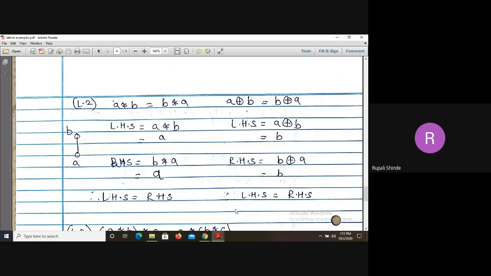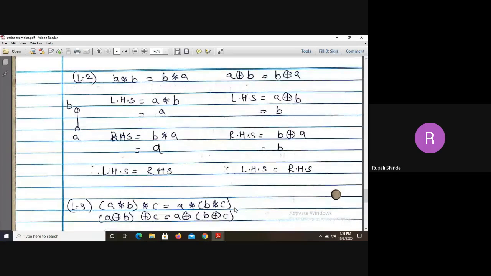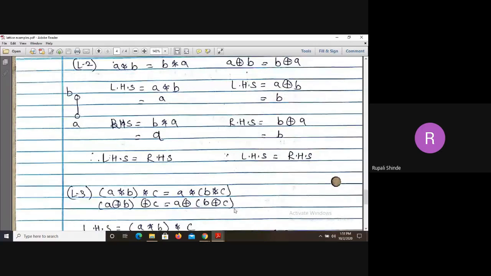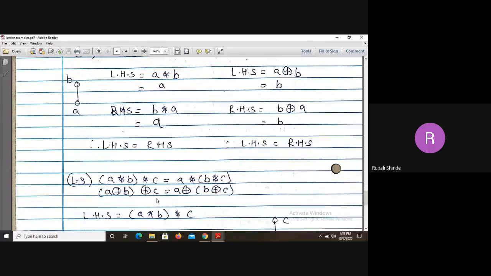Okay. Now next property, that is for associativity. So what we have done here, just we have changed the brackets. So for this we have taken three elements as A, B, C. So first one is for meet operation. So in the first bracket, what we have written, (A star B) star C, that is equals to A star (B star C). Okay. So we have to prove this statement.